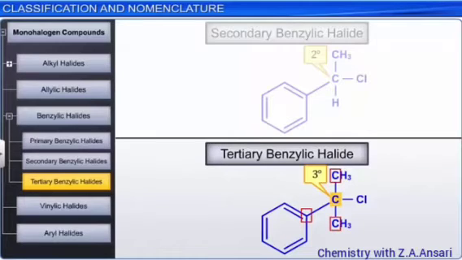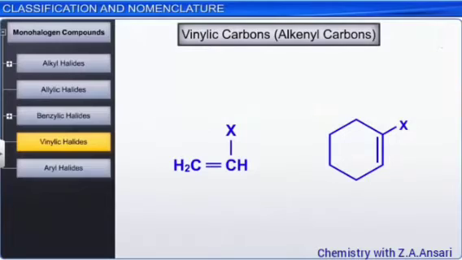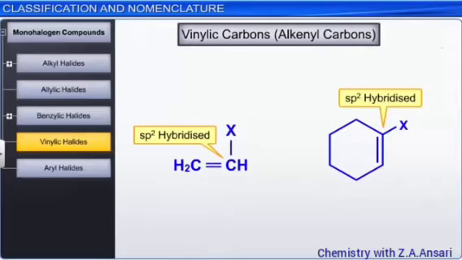It will be helpful in your chemistry studies if you can identify vinylic carbons or alkenyl carbons, as they are sometimes called. Vinylic carbons are sp2 hybridized and are double bonded to one carbon atom. The vinylic carbons in two different molecules are shown in the illustrations here.